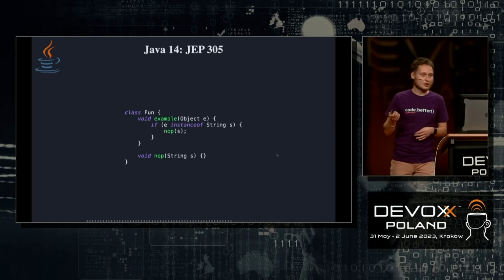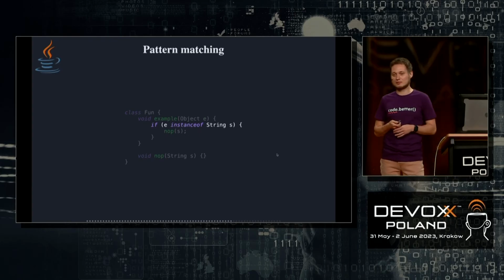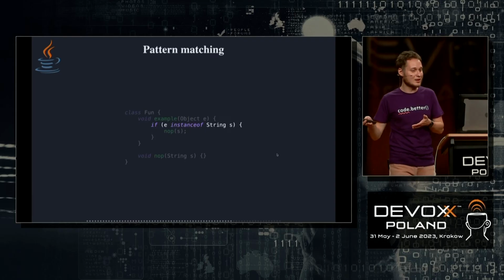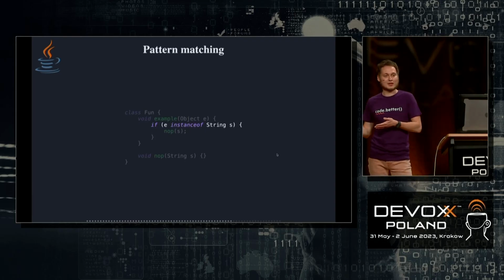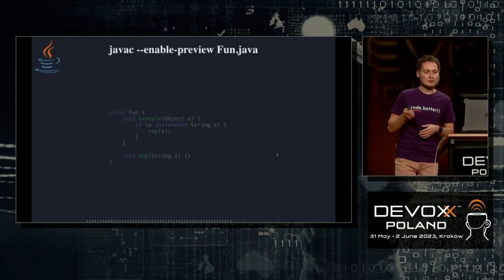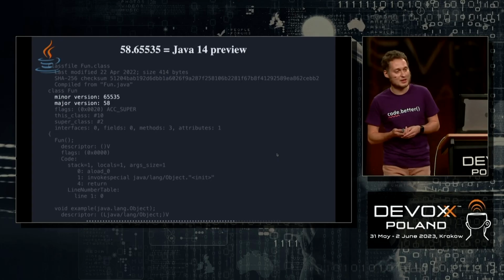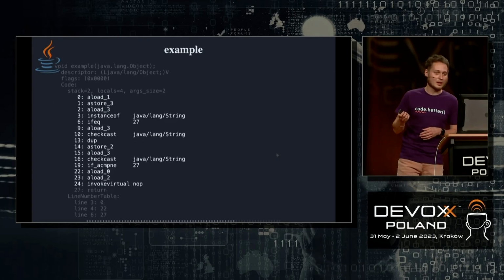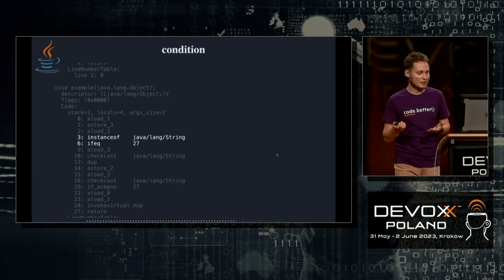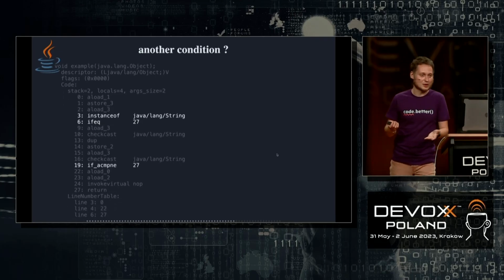In Java 14, we got another one, JEP 305, pattern matching for instanceof. We can now write if some object is instanceof String, then inside of this if we can use this string without casts, etc. If we again compile this, here it is, how it was in the Java 14 preview. We are going to see a condition, which is OK, right? We had an if, there is an if. We're going to see another condition.